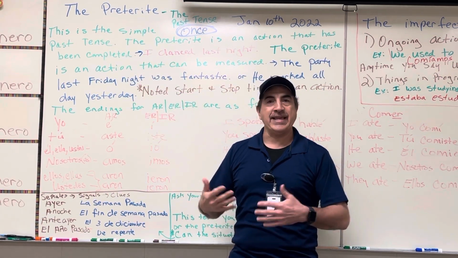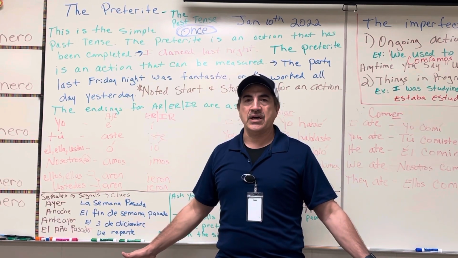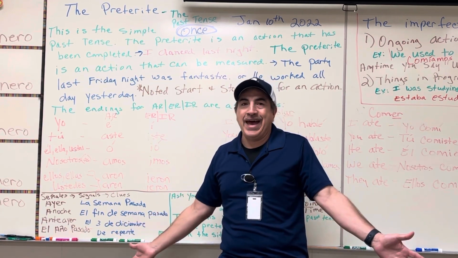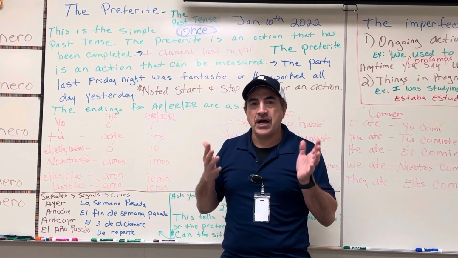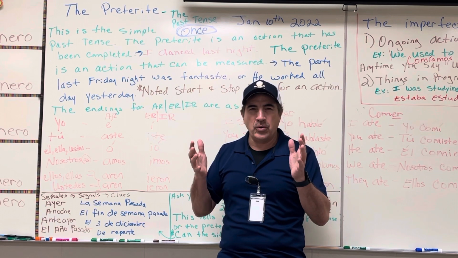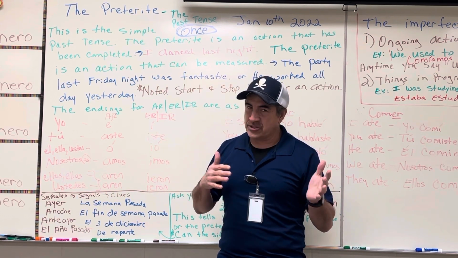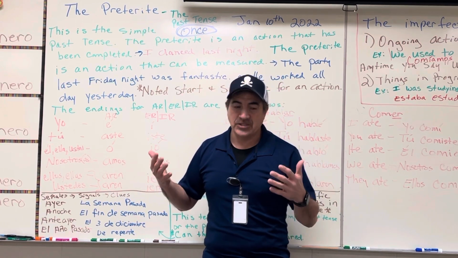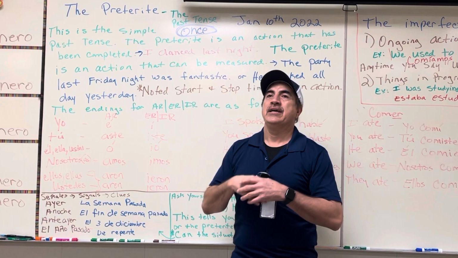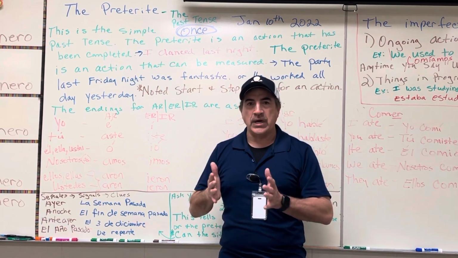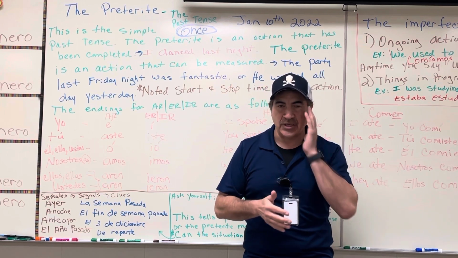For example, I danced last night. That action was done last night, sometime at night. It had a start time and a stop time. We don't actually know, but it's noted that it started and stopped simply by saying last night. So look at this circled word, once. It's an action that was done once. It wasn't a continued action.